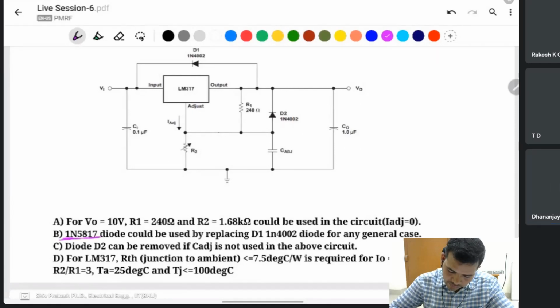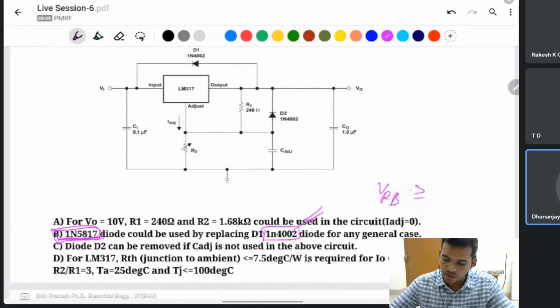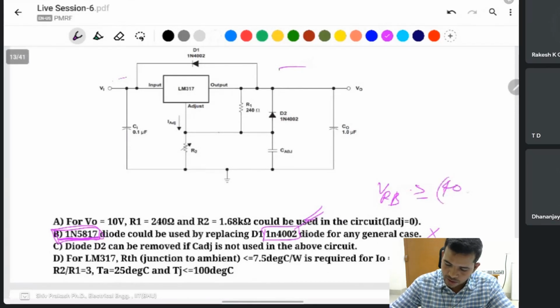This one, right? 5817. Yes, you can use the Schottky diode, but you must check the reverse blocking voltage. The Schottky diode has less reverse blocking voltage compared to this, then you can't use this one if the reverse blocking voltage is less than the differential voltage. For V input you can go for 40 volt, I think, and the minimum input voltage is 1.2 volt to 5 volt.